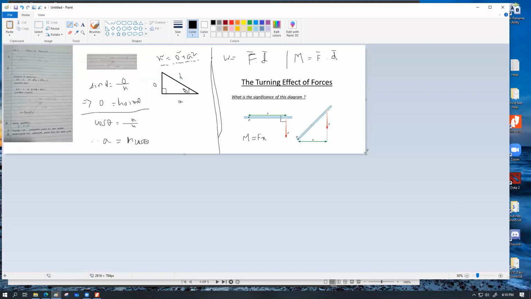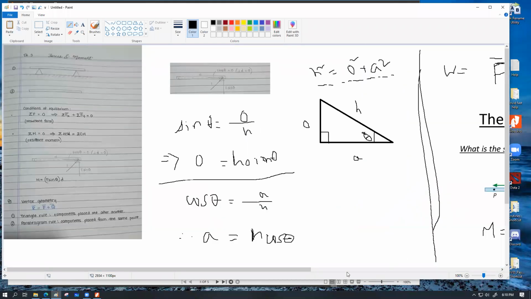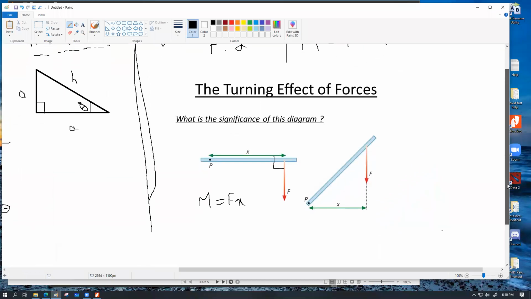However, in this second figure, our scenario has been extended a little bit. Have a look at the second figure. What you can see here is that the door was at this orientation, and we were applying the force.